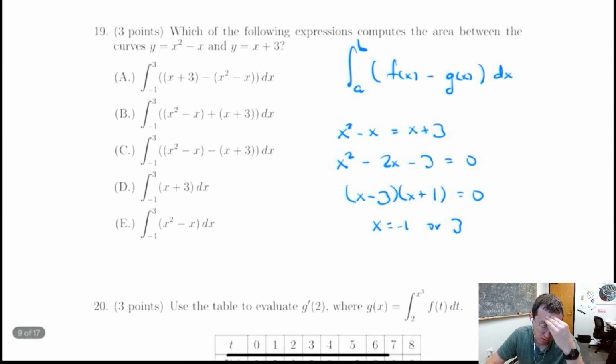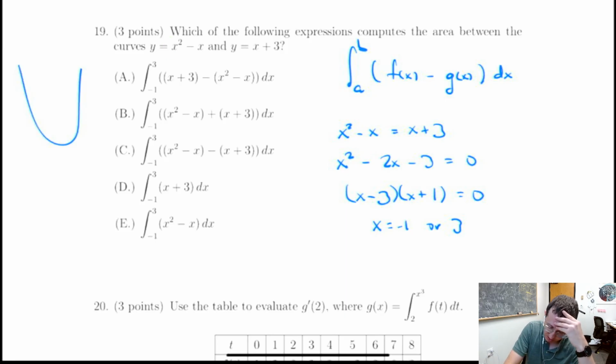There are many different ways to figure this out. What I think is the simplest is just to sketch a quick graph of these 2 curves. The first one is a parabola with a positive leading coefficient, which means it opens upward. The second is a line.